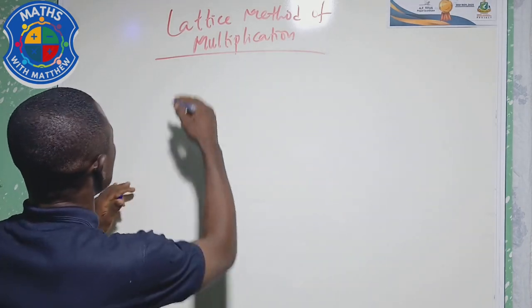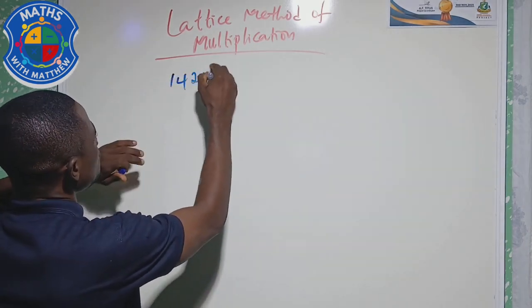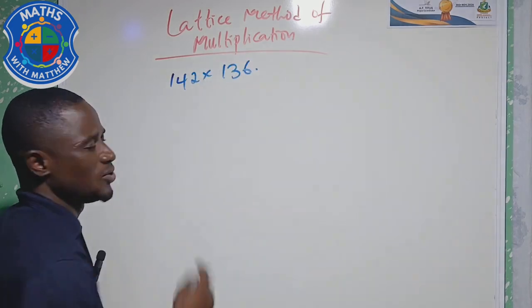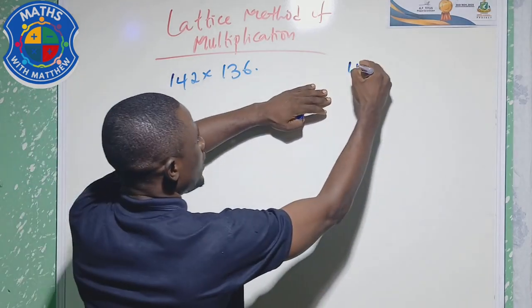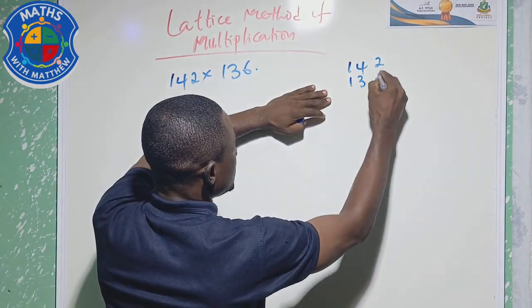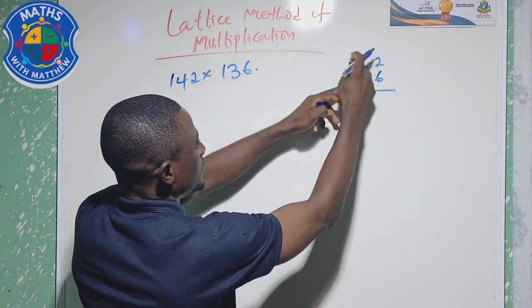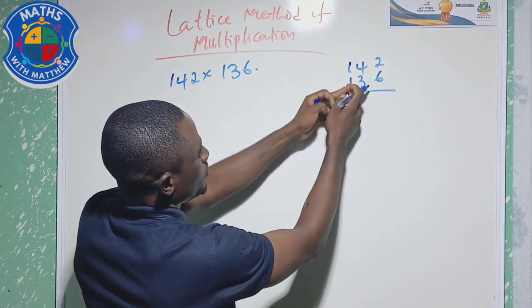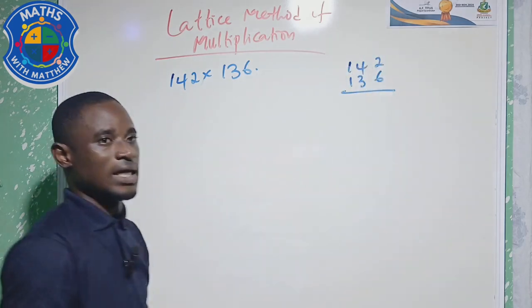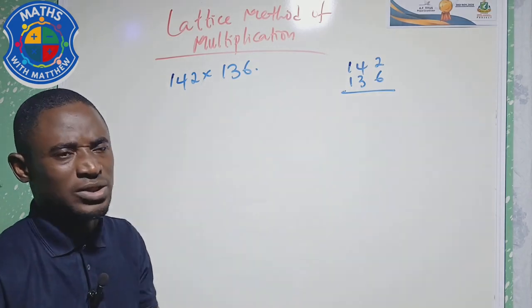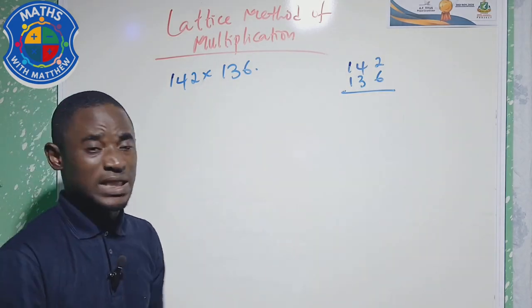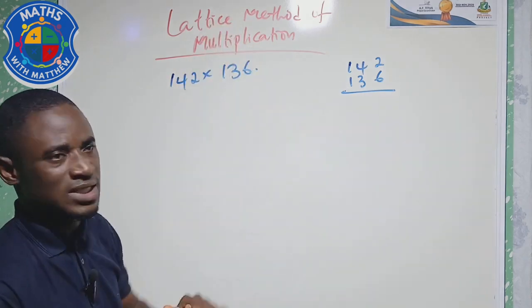For example, if you want to multiply something like 142 times 136, you can just write 142 times 136, multiply this, then go to the next one, multiply, go to this one, multiply, then afterwards add everything together. But you can do it another way. You can diversify your own work, so that it isn't like the way others have been doing theirs. So using the lattice method, what do we do?